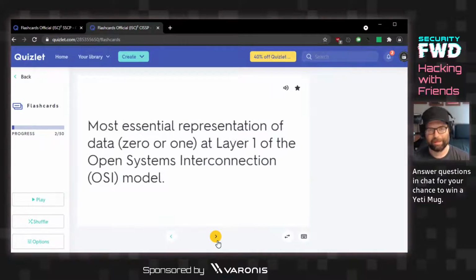All right. The most essential representation of the data, 0 or 1 at layer 1 of the OSI interconnection model. Binary is 0 or 1. I think that's easy. Layer 1, I thought layer 1 was physical, which doesn't make sense to me. I need to review my layers.